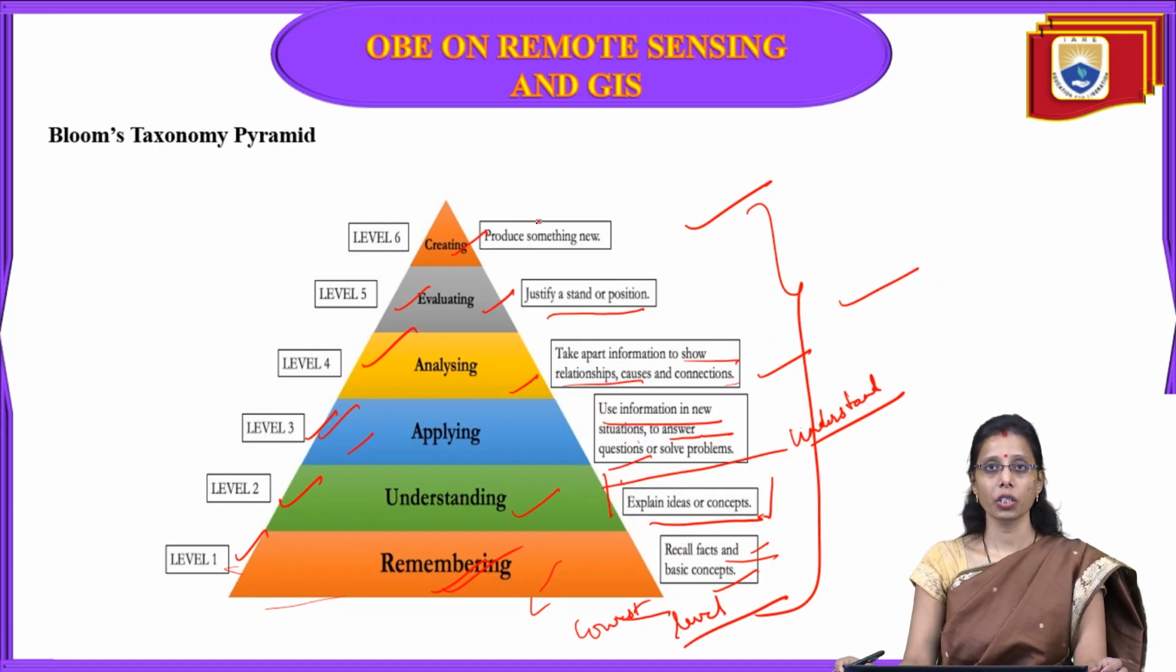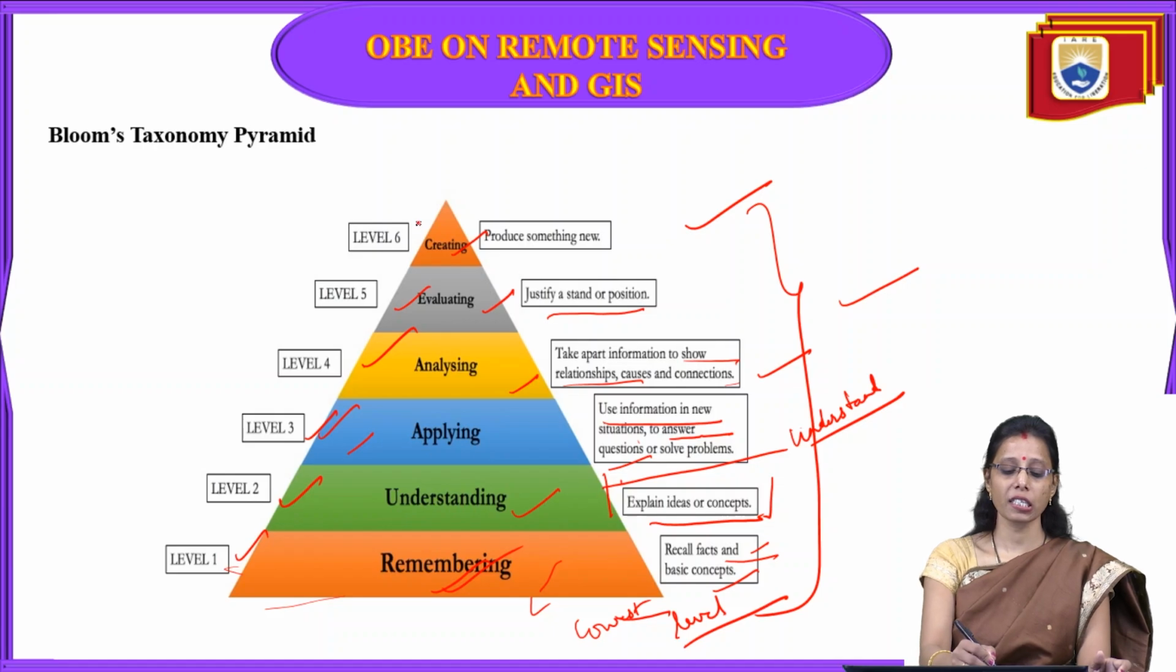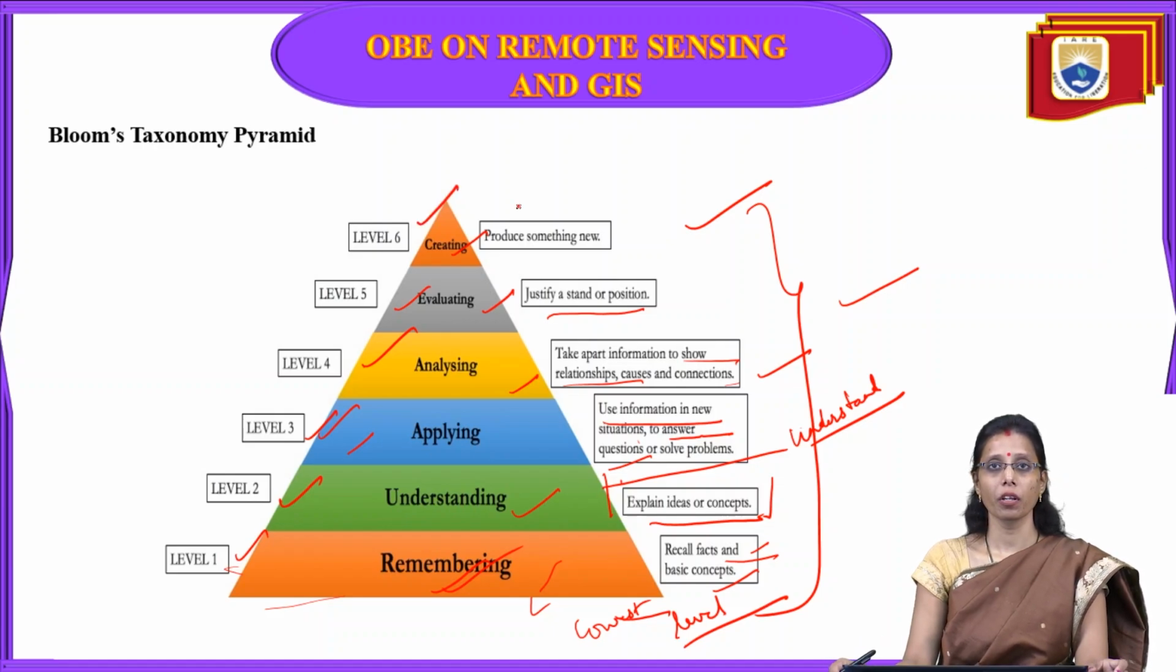Coming to creating. So what is creating here? Creating is to produce something new. So this is the 6th level of Bloom's taxonomy, where you can produce something new. What you are going to produce here is something new that you yourself create.